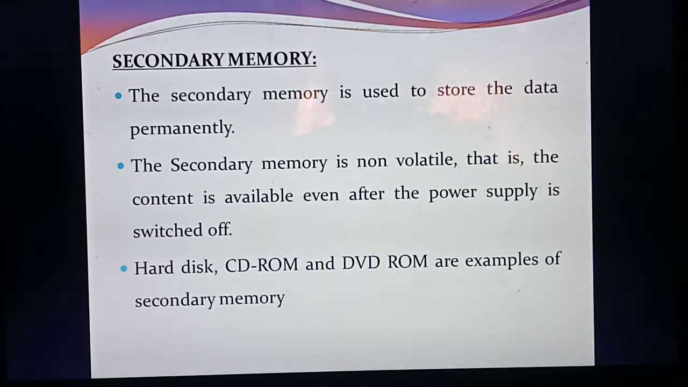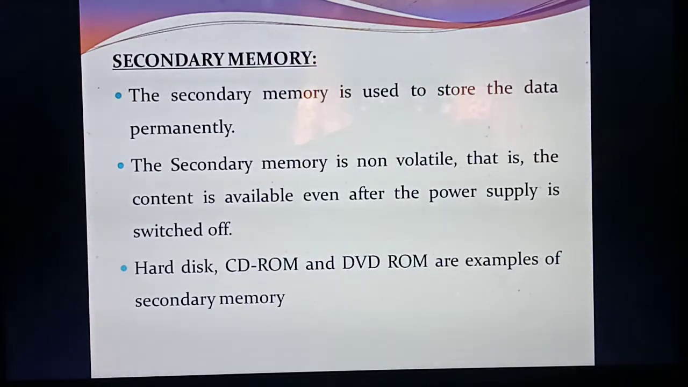So we can call secondary memory non-volatile. Volatile means that immediately when the power supply is switched off, your content will be lost, but secondary memory is non-volatile. Why? Because it's a permanent memory. Even if the power supply is switched off, the content will be there. Understood the difference between primary memory and secondary memory? Sometimes they will ask, and last year also they asked, I think: differentiate primary memory and secondary memory.